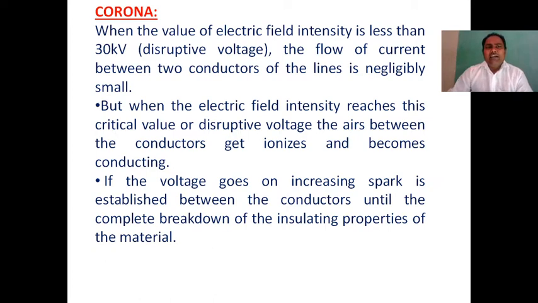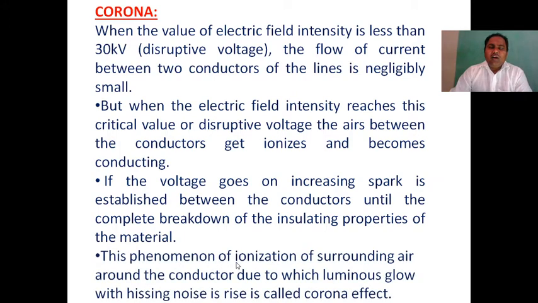So, as given here, when the value of electric field intensity is less than 30 kV, there is no problem. More ions are not present, so there is no corona formation. Whenever the electric field intensity is more, only then does the corona phenomenon take place, where the electric field intensity is high and the voltage gradients around the conductors are high.